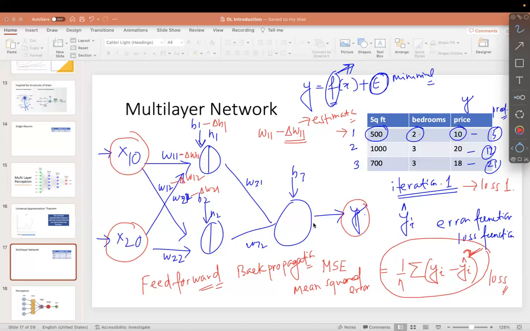So this process is called what? Back propagation. Once you calculate the loss function, you adjust all the weights, so that these new weights will be estimated now. So W11, let's say W11 dash, is the new weight after the adjustment happens. Now we repeat with the second iteration. With the new weights, we again give these inputs to the network, recalculate the Y value, and again calculate the loss function, right?